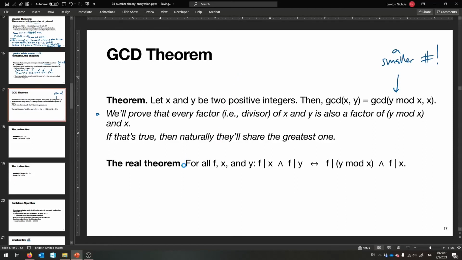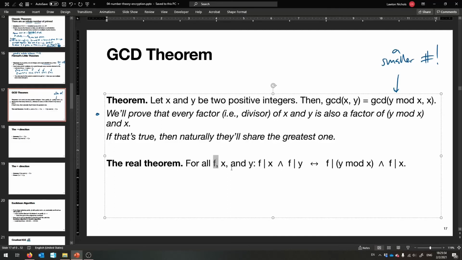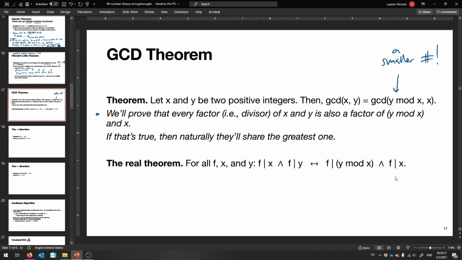So, this is the real theorem. For all factors f, numbers x and y, f divides x and f divides y if and only if, in both directions, f divides y mod x and f divides x. Okay, so that's the theorem. And remember that this is 2 things at once. It's this way, with implication, and then also reverse it in implication as well. So if we want to prove this theorem, we have to prove both ways. We've got to prove A implies B, and then B implies A. Gotcha?